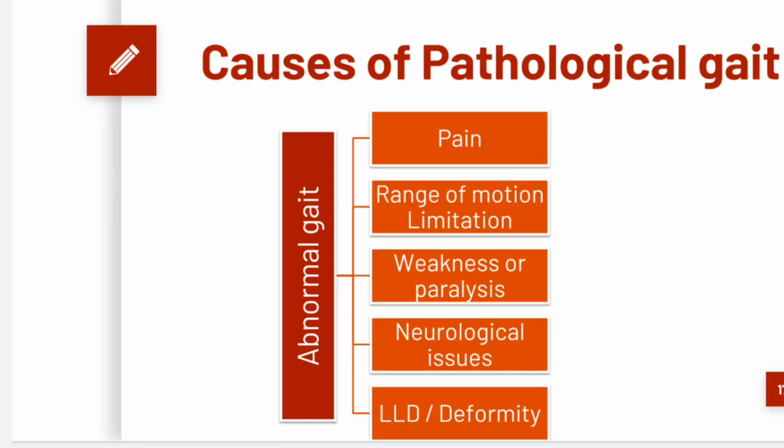Today I am going to discuss with you some pathological gait. Before starting my content, we want to know what is pathological gait. Pathological gait is when several pathologies affect the neuromuscular and musculoskeletal system, and it may also affect the gait pattern. Causes of pathological gait, that is, abnormal gait, include pain, range of motion limitation, weakness or paralysis, neurological issues, LLD or deformity.